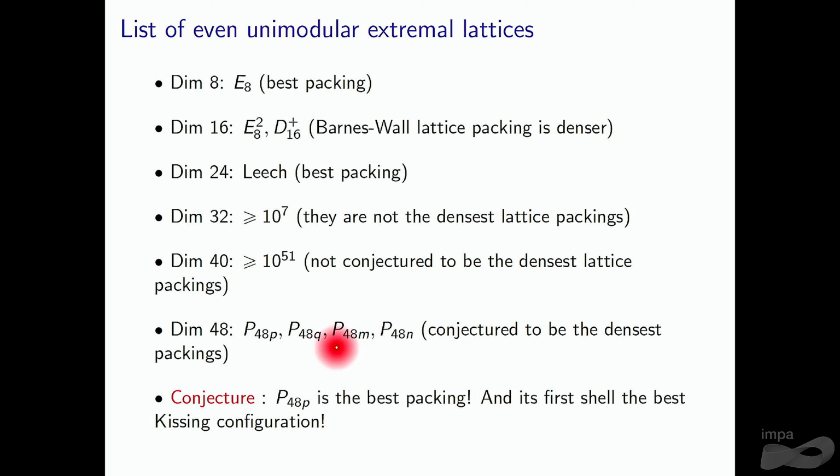And in dimension 48, we have 4 now even unimodular extremal lattices, and they are conjectured. So there is a conjecture here. Each of these lattices gives you the best sphere packing in this dimension. And well, there is a close problem to the sphere packing, which is called the kissing number problem.